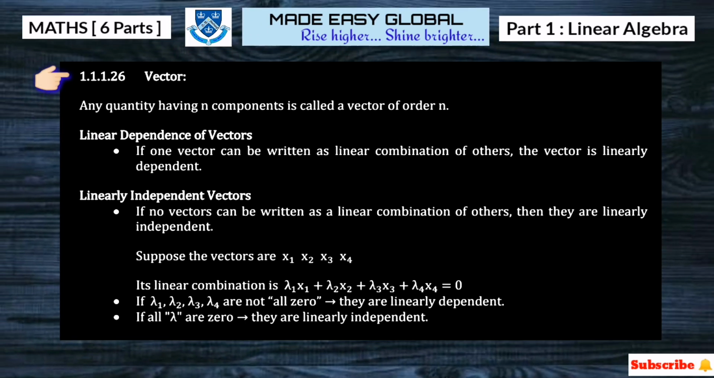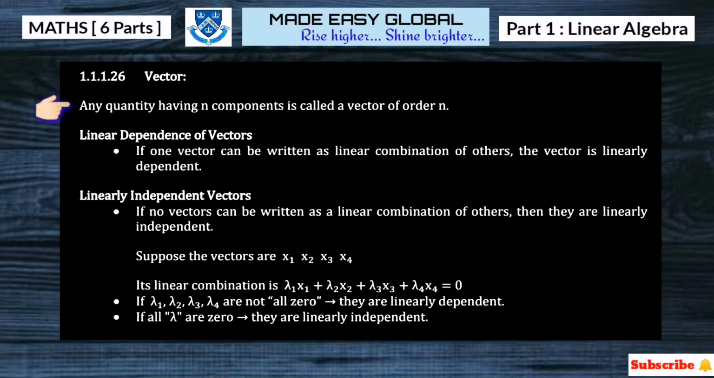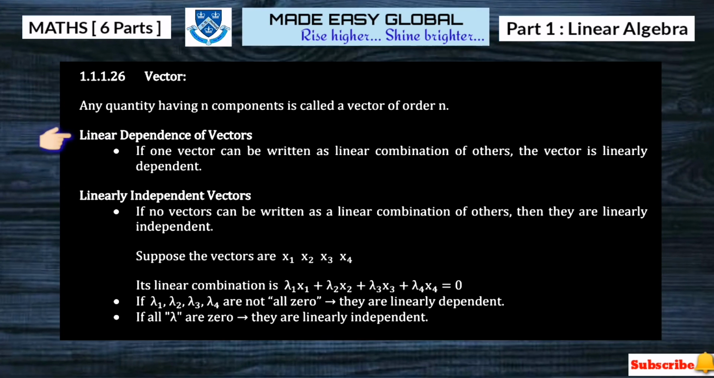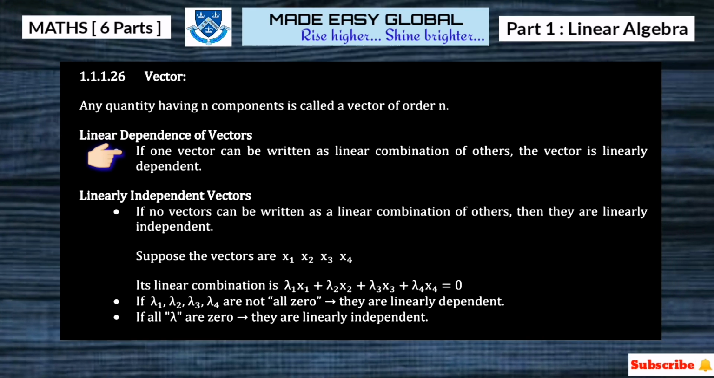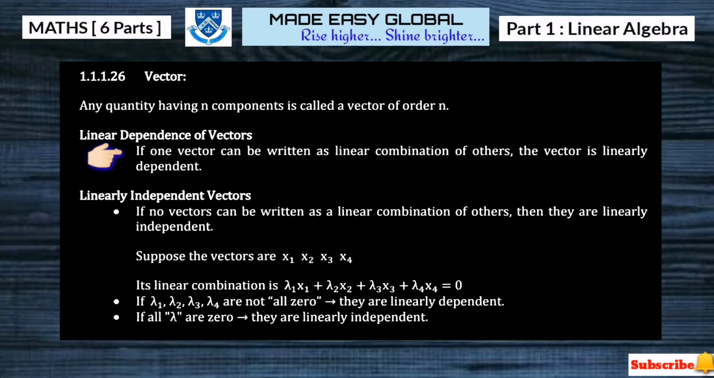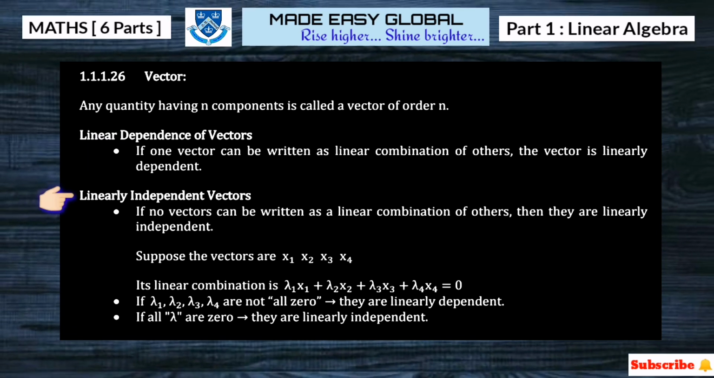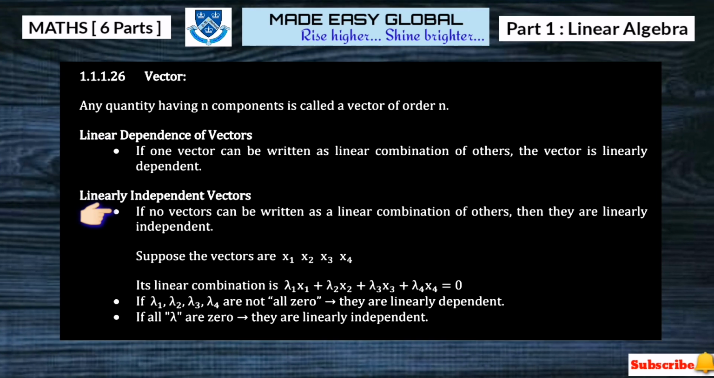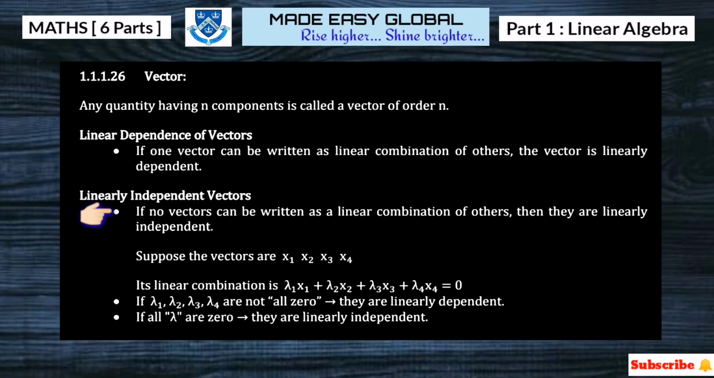Then the next topic is vector. Any quantity having n components is called a vector of order n. Then linear dependence of vectors: if one vector can be written as a linear combination of others, then the vectors are linearly dependent. Then linearly independent vectors: if no vector can be written as a linear combination of others, then they are linearly independent.